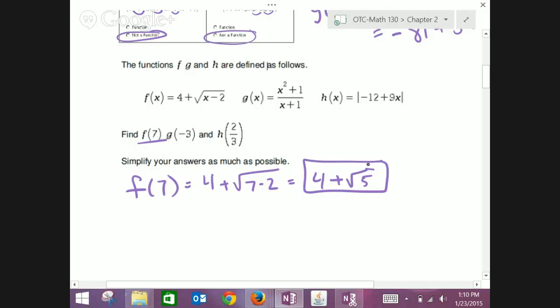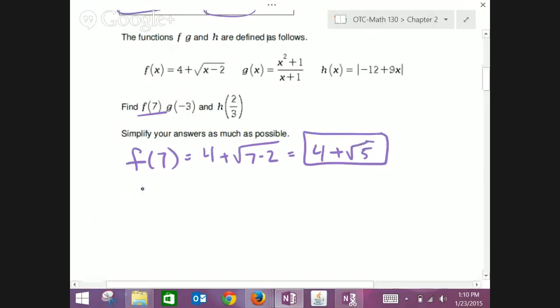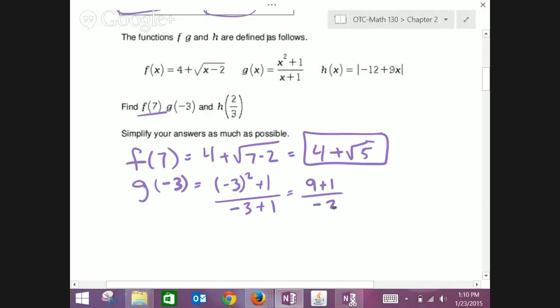What about g of minus 3? Is it 5? Yeah, I got a little excited. Is it 5 or minus 5? So we have to be careful. Minus 3 squared is 9, so 9 plus 1 over minus 2, which gives me 10 over minus 2, which gives me minus 5.